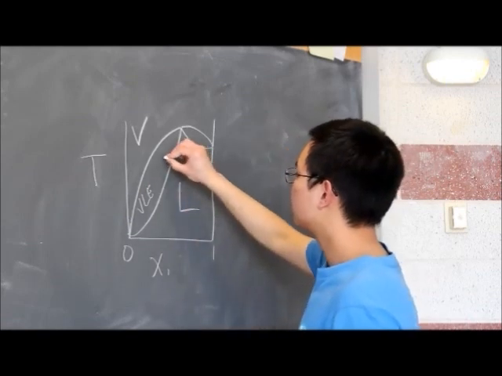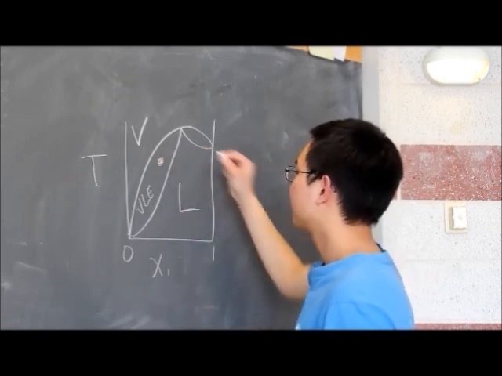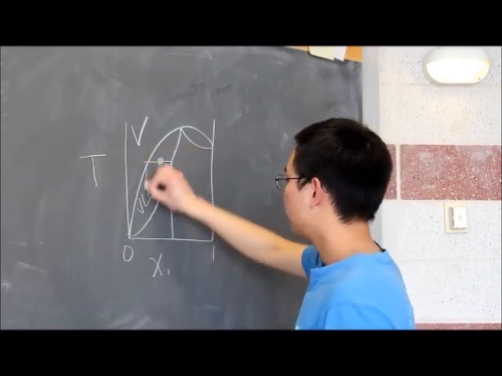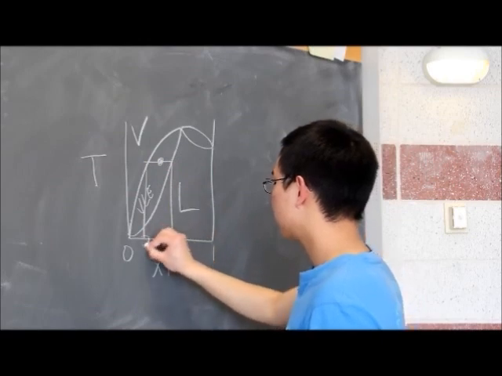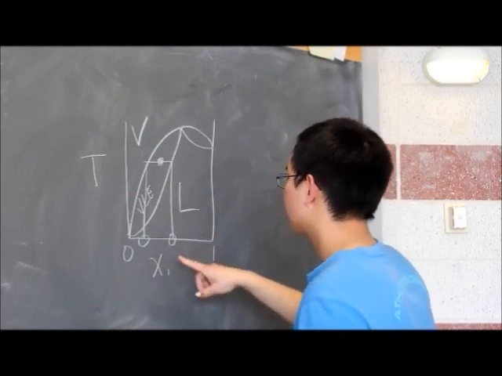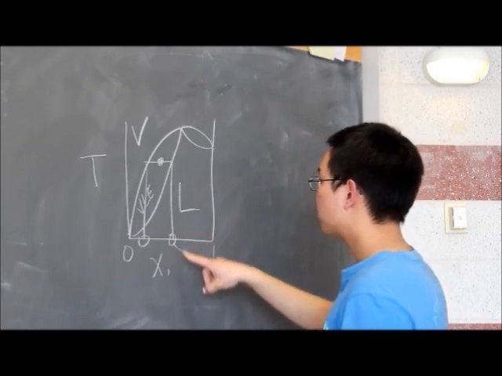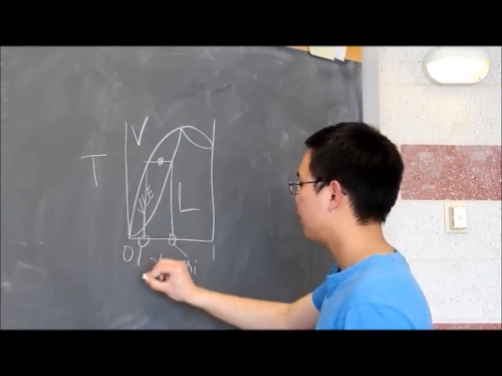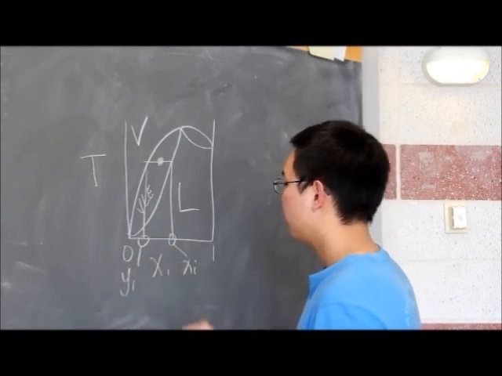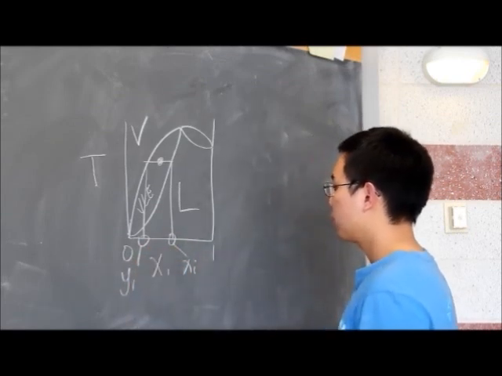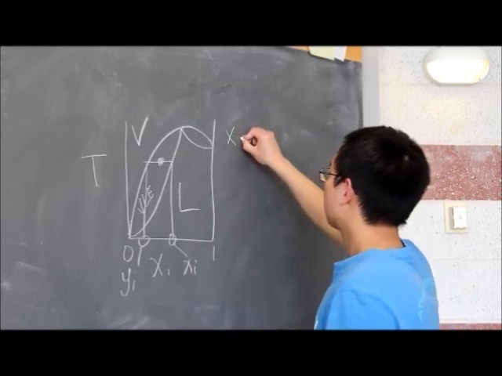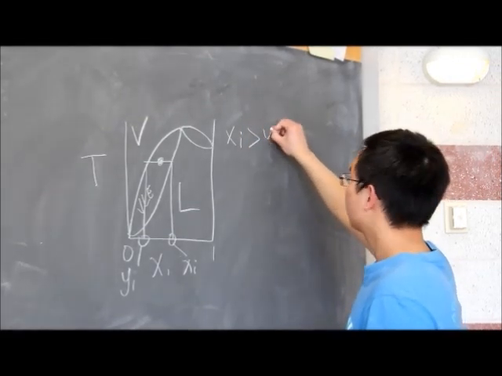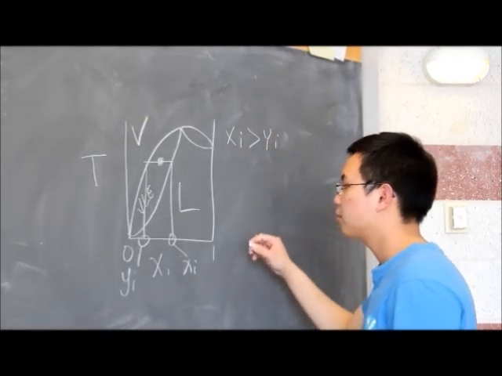To read the composition, say at this point, we draw a tie line and using the lever rule, we can obtain the respective compositions. At this point, we get the liquid mole fraction, and at this point, we get the vapor phase mole fraction. Notice that the liquid phase mole fraction is greater than the vapor phase mole fraction.